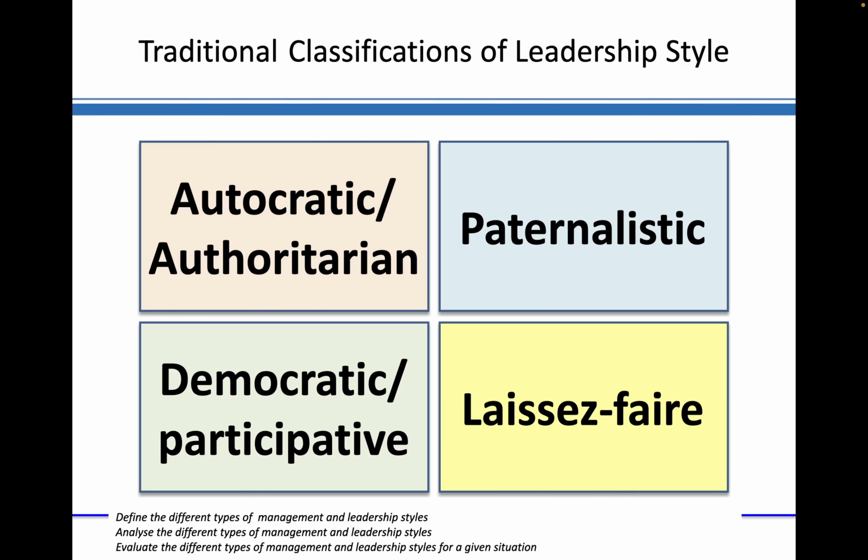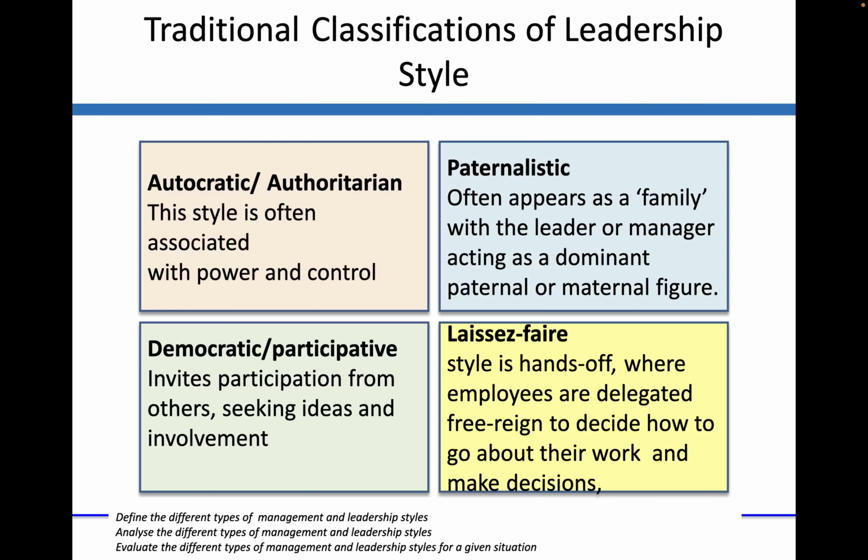So the four traditional classifications of leadership, which I'm sure you've heard a lot of these before. Autocratic or authoritarian, they mean the same thing. Paternalistic, democratic or participative, again, they mean the same thing. Laissez-faire is the fourth one. So autocratic or authoritarian, this is the one that's all about control and power, telling people what to do.